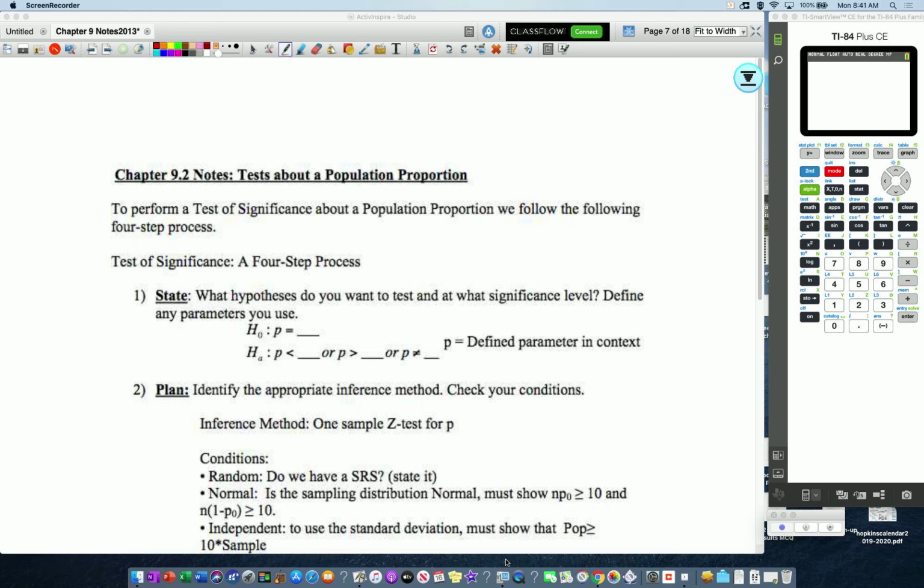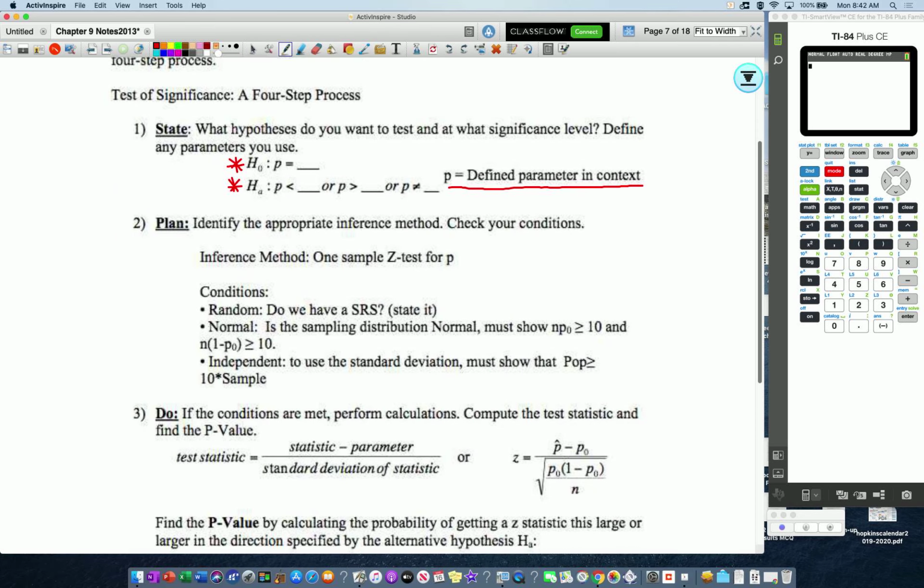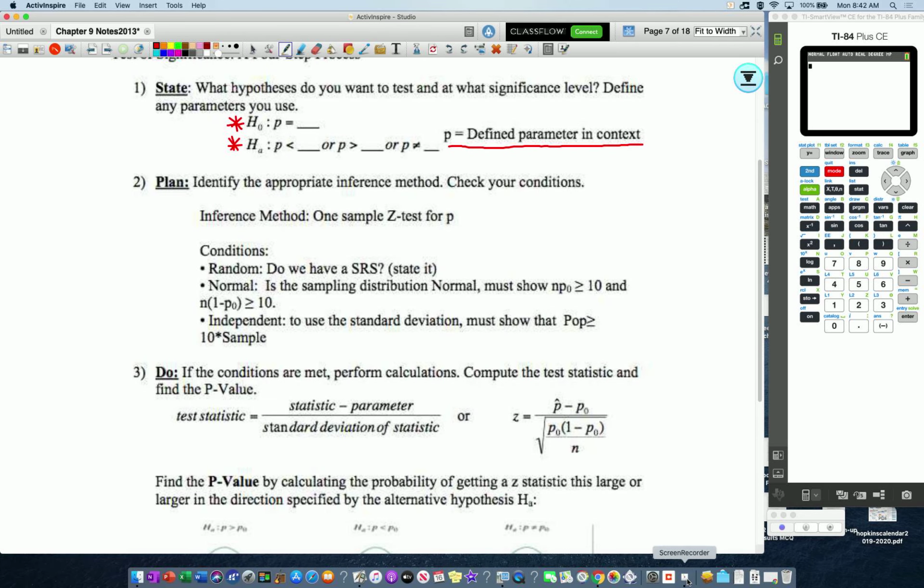So the state. Basically what you need to do is state your null hypothesis and your alternative hypothesis using symbol notation, and then you need to define P in the context of the problem. So you write your null hypothesis as P equals, say, 0.5 if we're talking about tossing a coin. The alternative would say it's not a fair coin, we'd say it doesn't equal 0.5. So that's the state.